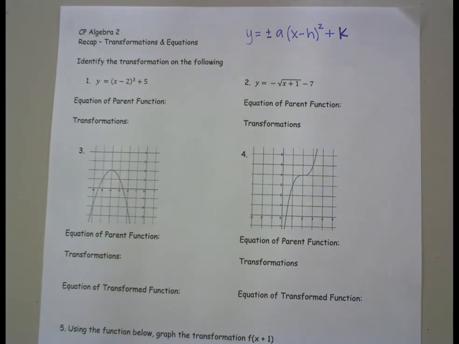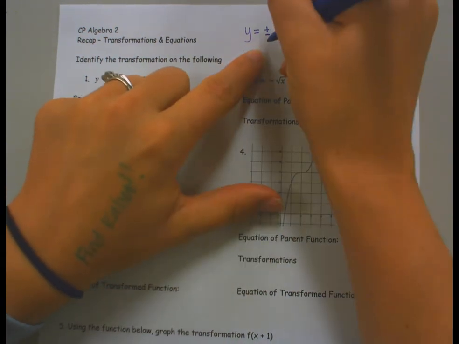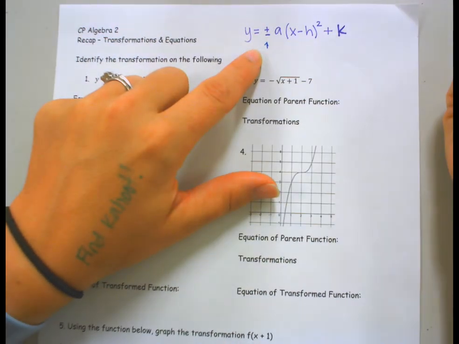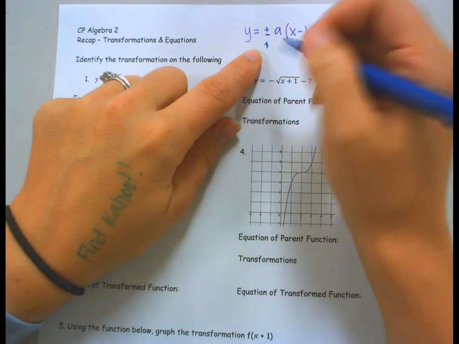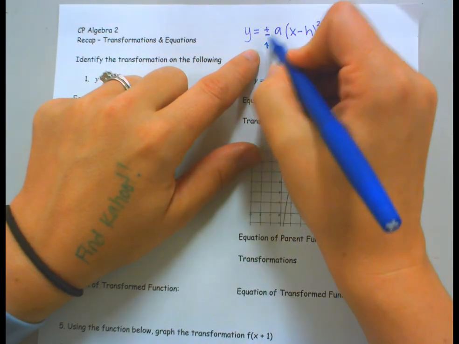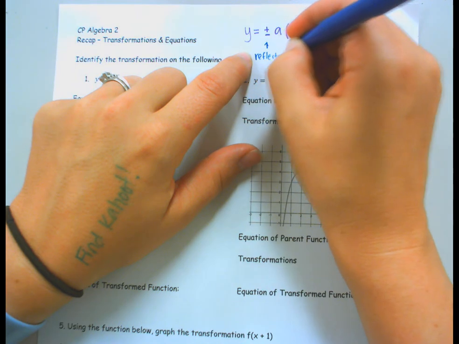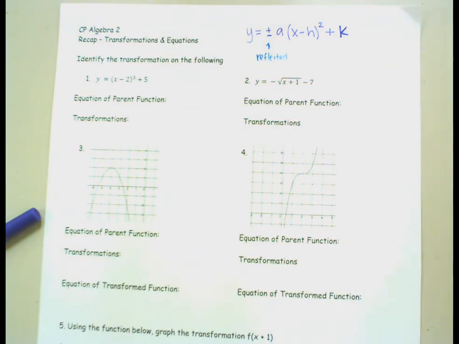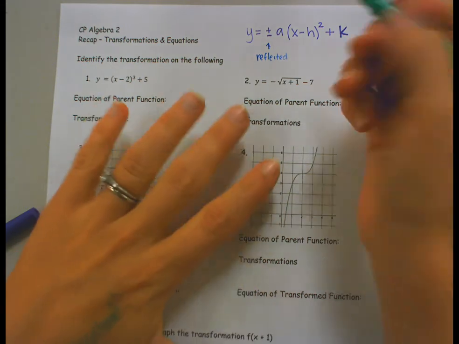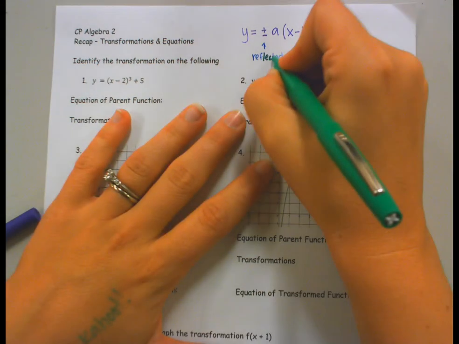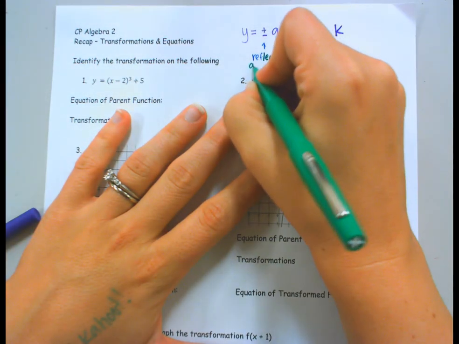So in class, we talked about how transformations take place on an equation. There are some key parts of our equation that we want to pay attention to. The sign in the front tells us: if it's positive, there was no transformation. If it's a negative sign, that means our graph reflected across the x-axis.